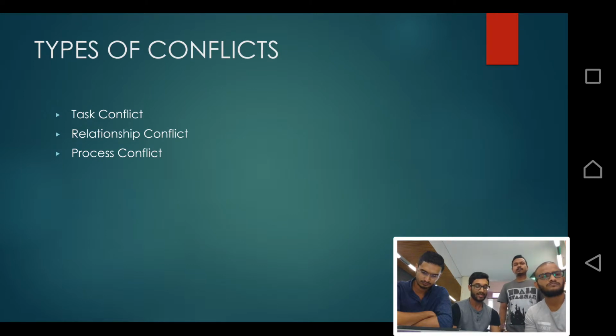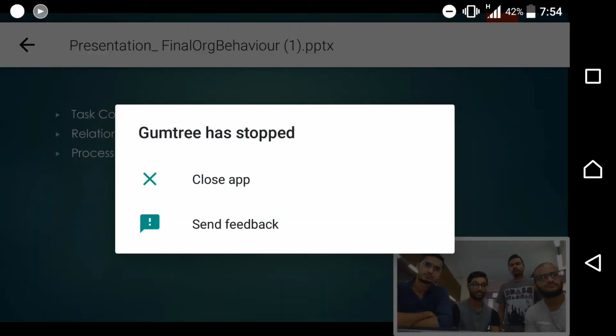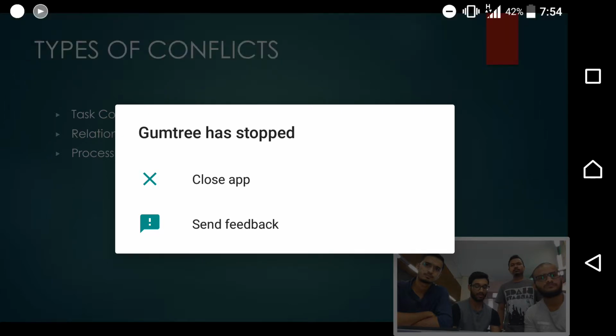Although each conflict is unique, researchers have classified conflict into three different categories. Number one, task conflict. A conflict over content and goals of work. Number two, relationship conflict. Conflict based on interpersonal relationships. And third, process conflict. Conflict over how work should be done.